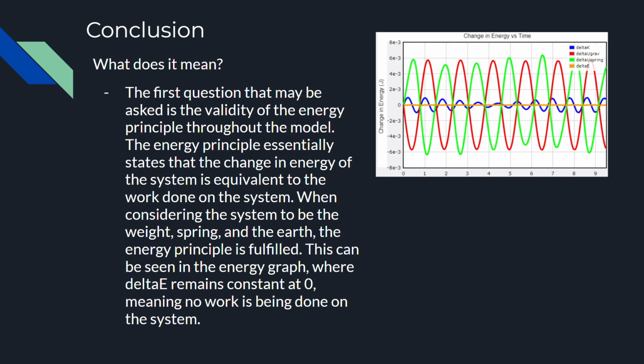Conclusion. What does it mean? The first question that may be asked is the validity of the energy principle throughout the model. The energy principle essentially states that the change in energy of the system is equivalent to the work done on the system. When considering the system to be the weight, the spring, and the Earth, the energy principle is fulfilled. This can be seen in the energy graph, where delta E remains constant at 0, meaning no work is being done on the system.